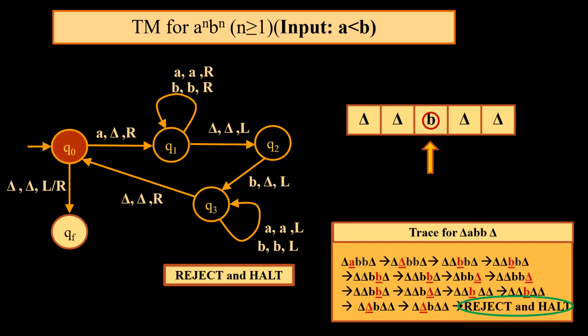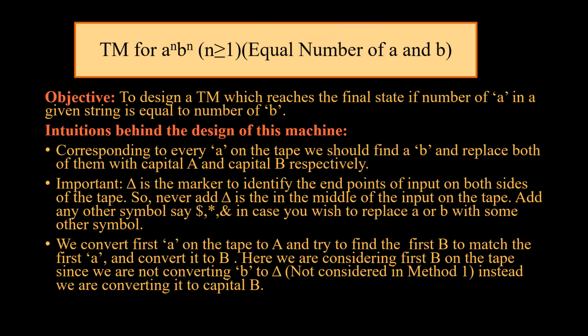So that means the machine which we have designed for A and Bn has been proved to be valid if number of B is greater than number of A. Now we come to the second method of designing the same machine. What are the intuitions behind design of this machine?